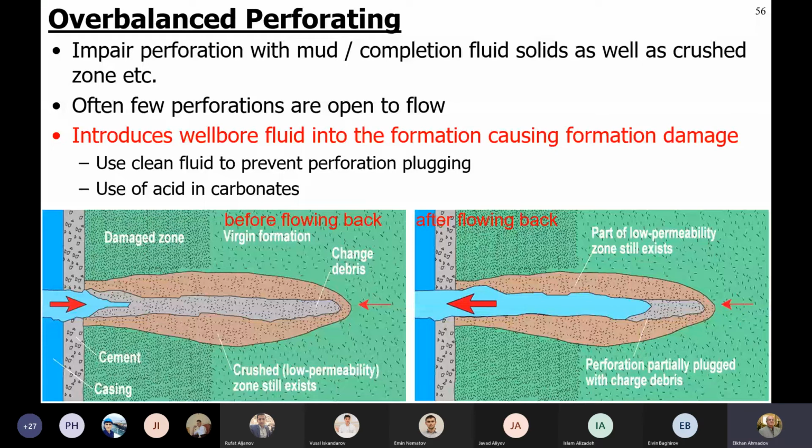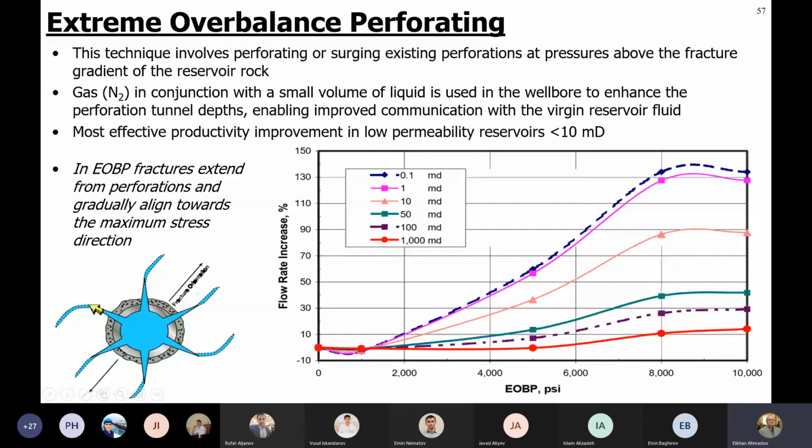Depending on the minimum stress orientation or fracture orientation, these fractures will be oriented along this minimum stress orientation direction. And you can see what happens here. We create fractures that go beyond the perforation tunnels, and these are increasing the effective wellbore radius.